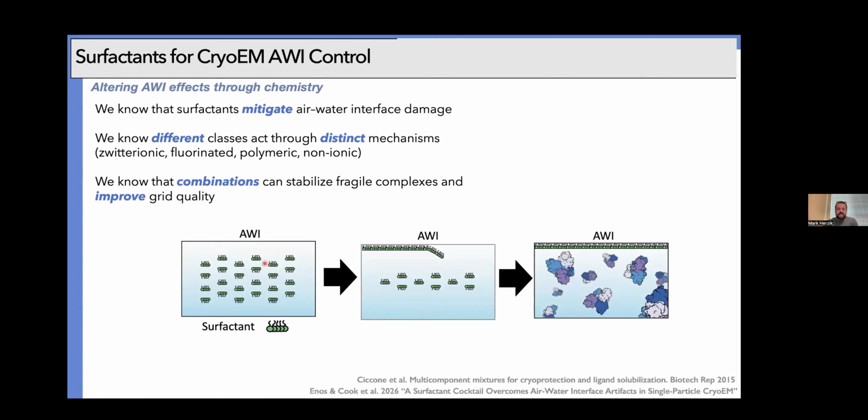But overall, the idea is that when you add a surfactant into your mixture before freezing, it'll preferentially interface with the AWI and prevent your molecule from bumping up against it and therefore being destabilized, forming these preferred orientations, or even becoming damaged. That's the idea. Now, across all of the different specimens and projects in my group, what we found is that every single time we encountered a pathological preferred orientation problem, we just started throwing different surfactants at the problem.